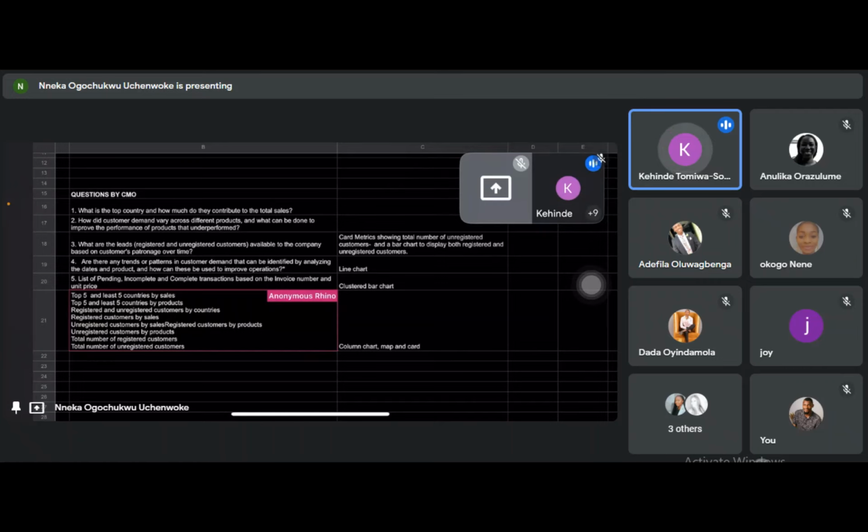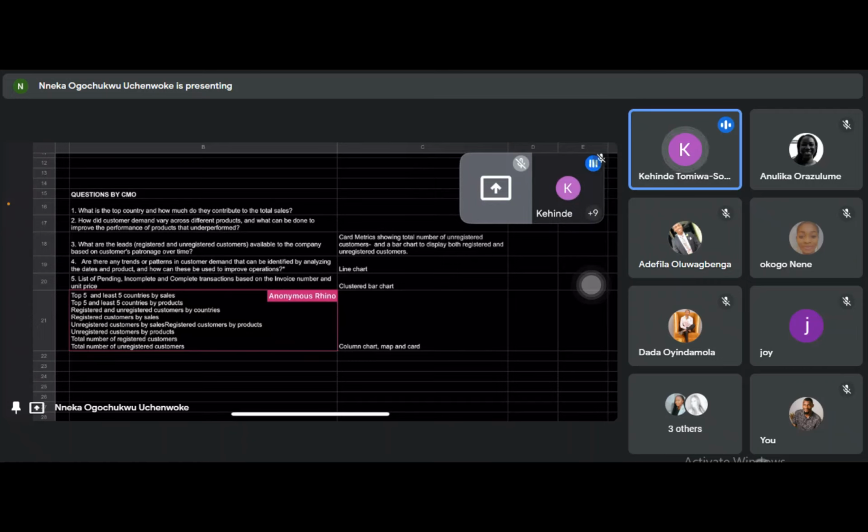Then also, we also asked the questions: are there any trends or patterns in customer demand that can be identified by analyzing the data and products, and what can this be used to improve operations? Share line chart, even though this is also similar to a question that we asked in the CEO chat part as well.